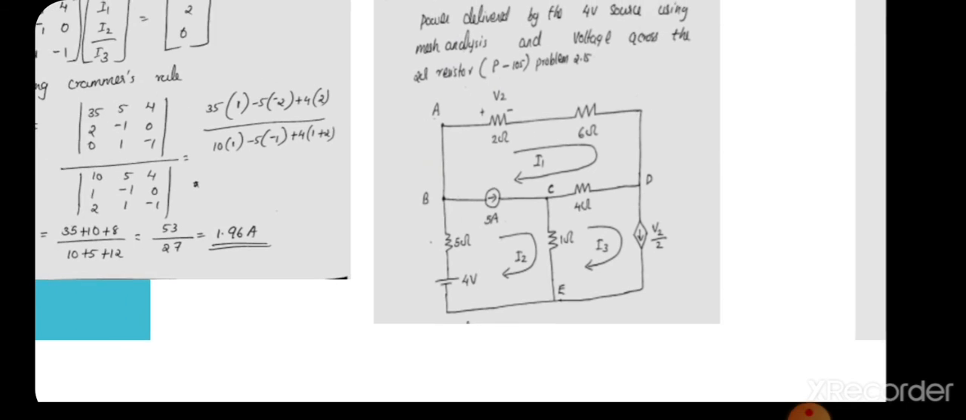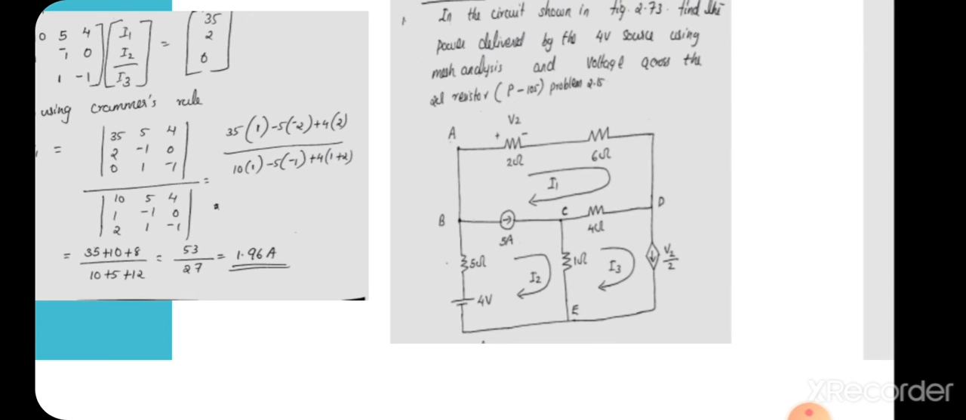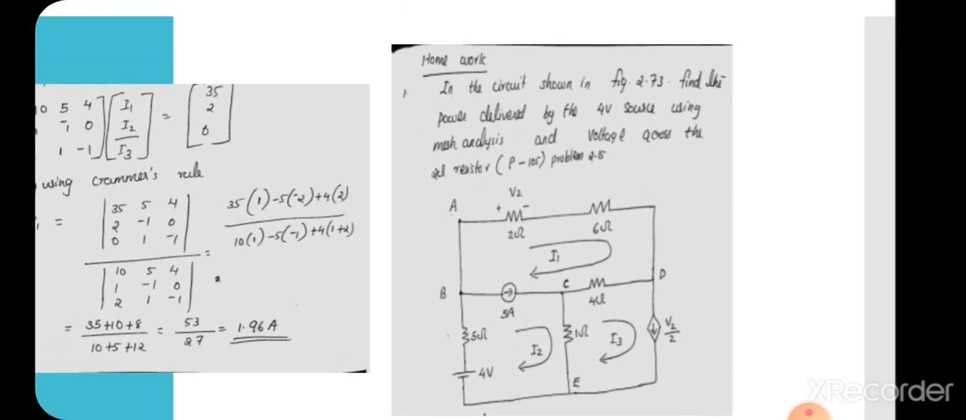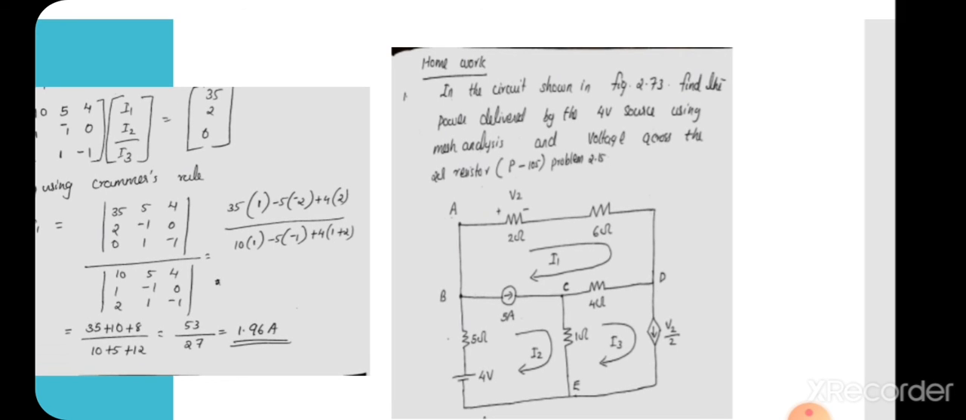So the circuit contains 2 current sources and 1 voltage source, and it contains a dependent current source. So you are asked to find out the power delivered by the 4 volt source using mesh analysis and the voltage across the 2 ohm resistor. So you have to find out two quantities, the power delivered by the 4 volt battery and also the voltage across the 2 ohm resistor.